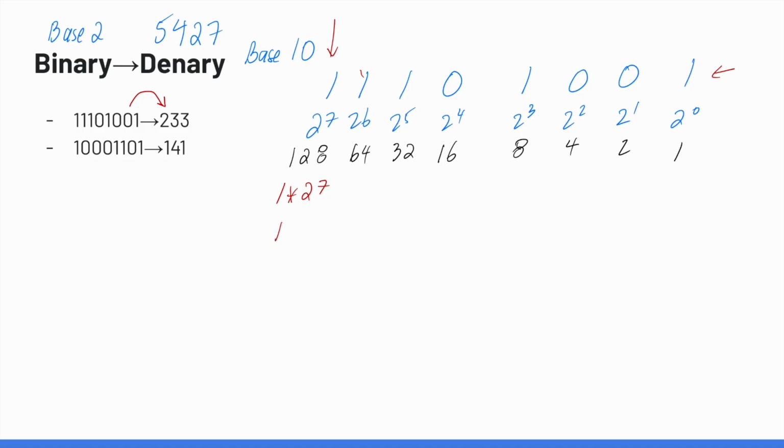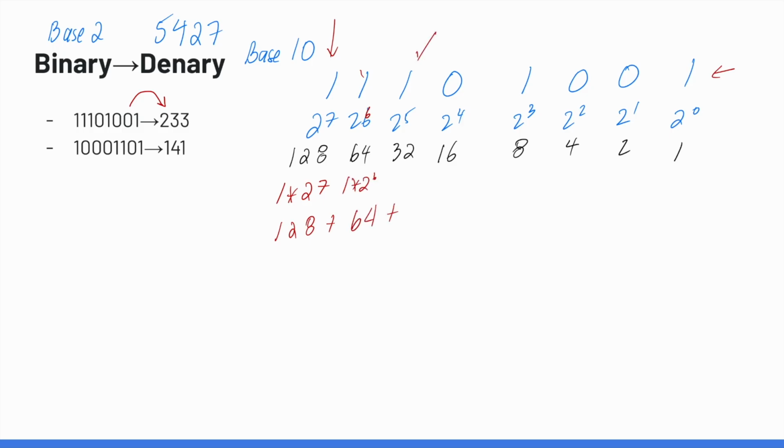And that's going to be 128. And next we have 1 times 2 to the 6th. So actually this should be 2 to the 6th right there. And that's going to represent 64. So we have 1 times 2 to the 6th, so we can add 64.